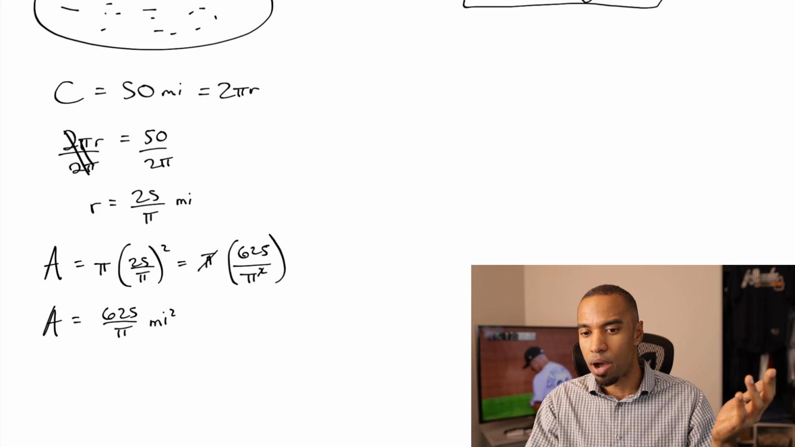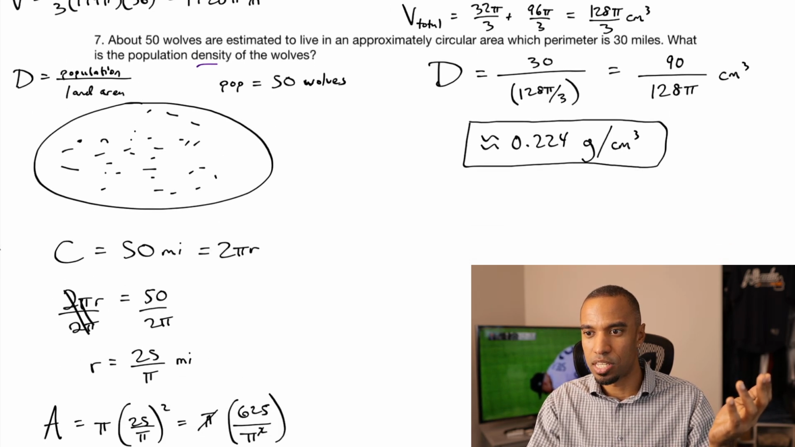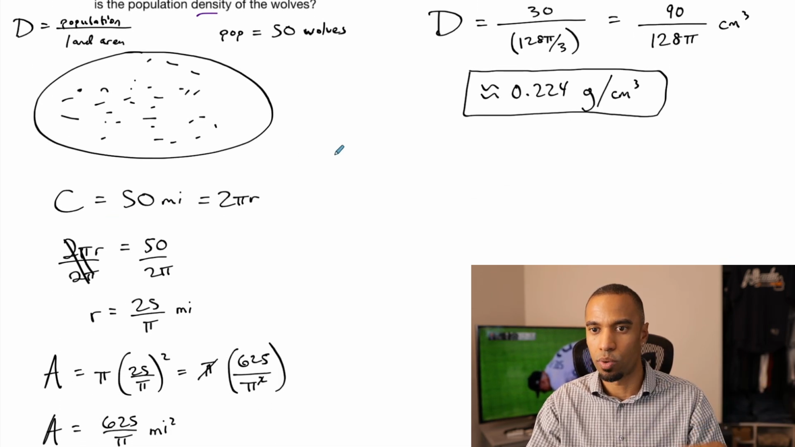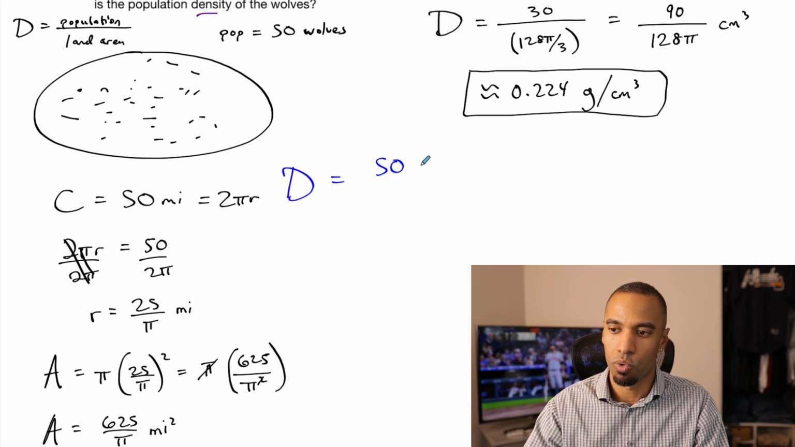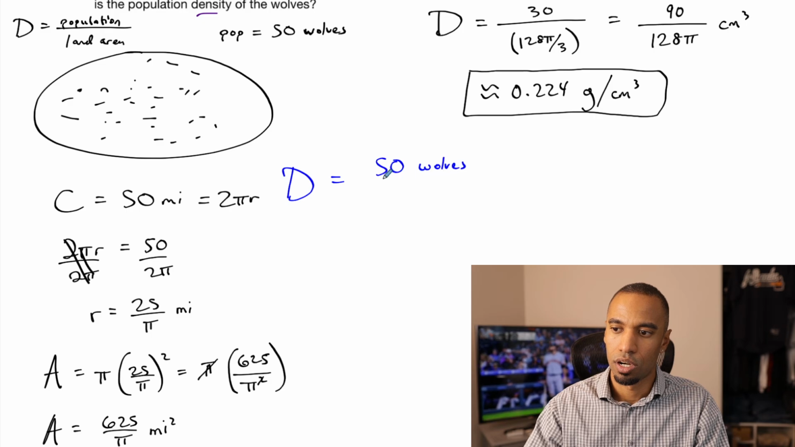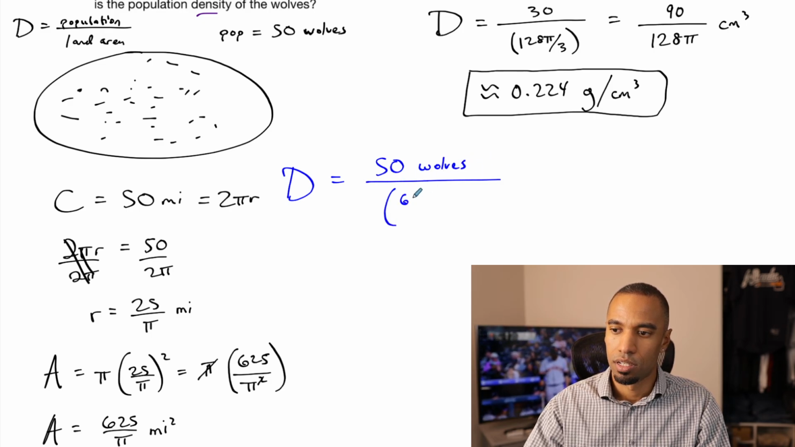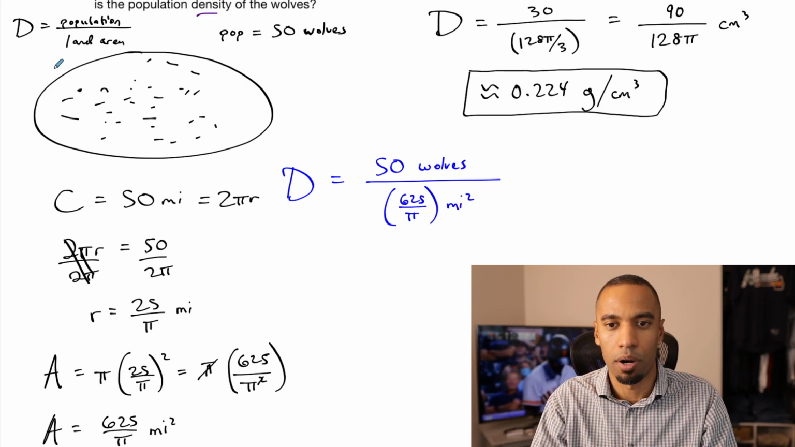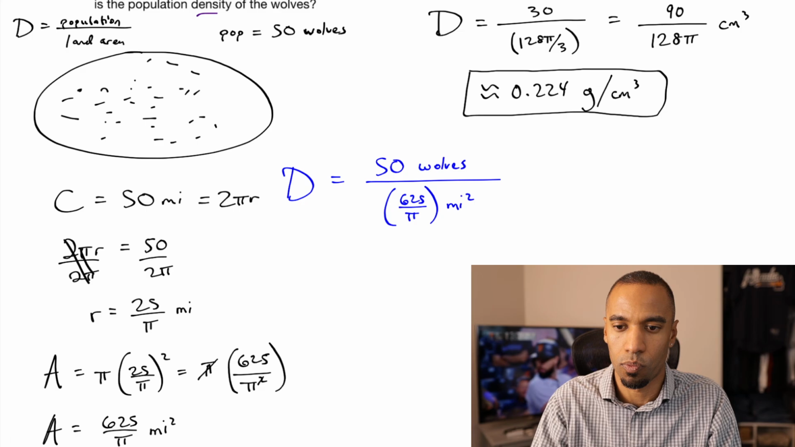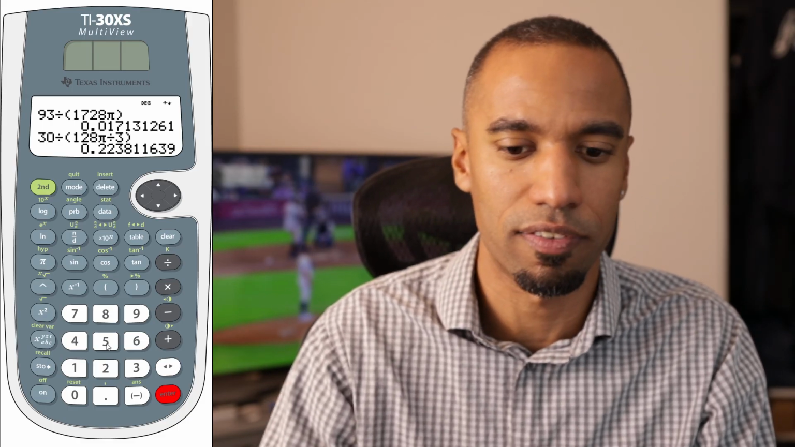So when we do population over land area, I'm going to take 50 and divide it by 225 over pi, and I'll get density. So density equals 50 wolves over 225 over pi square miles. So we'll figure out how many wolves per square mile with that. So I'll go to the calculator one last time. Here's the last question, as we're hitting an hour, pretty much exactly. See if I can do this. 50 divided by 225 over pi.